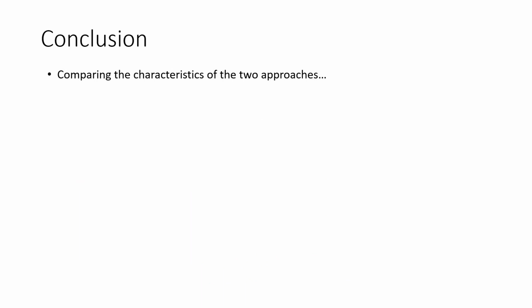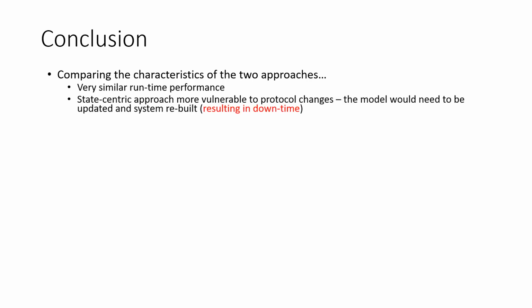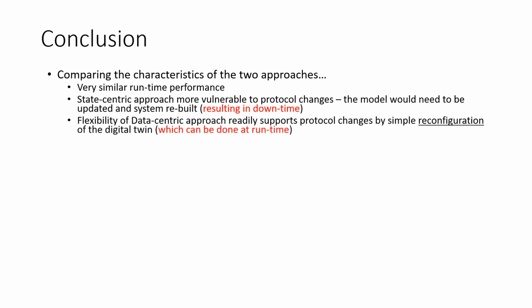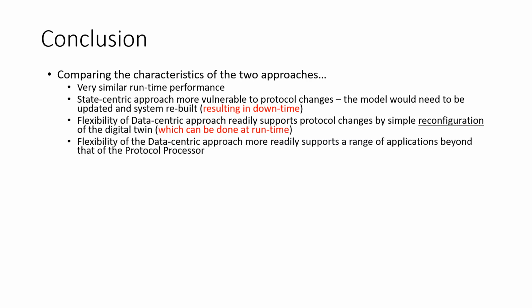So, in conclusion, the two approaches had a very similar runtime performance, though increased topology complexity is likely to favour the data-centric approach. The state-centric approach was highly brittle in the face of changes to the protocol rules, resulting in the need to modify the state models and rebuilding the application each time. Whereas the flexibility of the data-centric approach required only a reconfiguration of the model to achieve this, which could in fact be done at runtime. And the approach also more readily supports a range of applications beyond that of the application of the protocol processor.